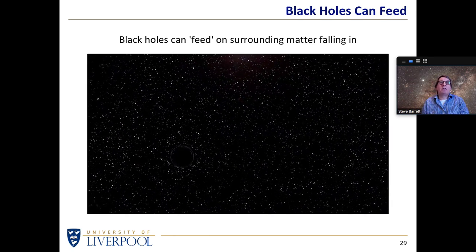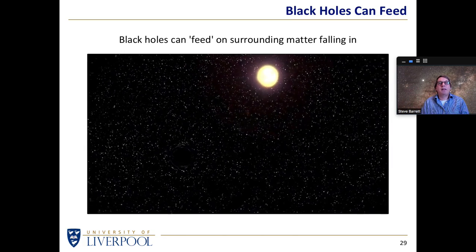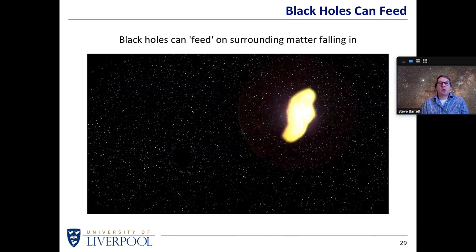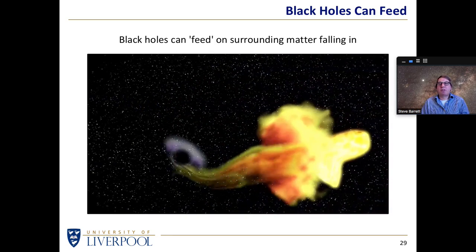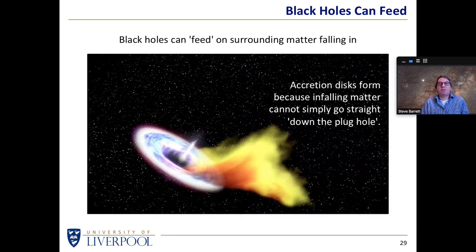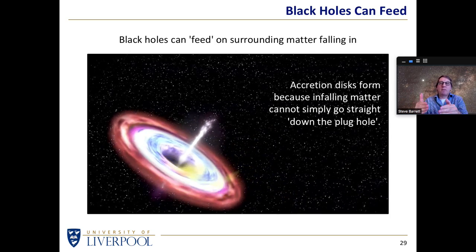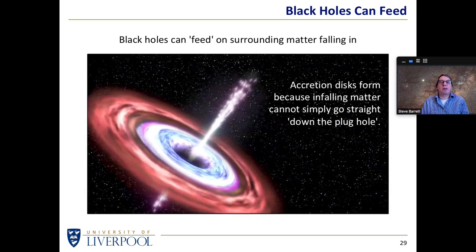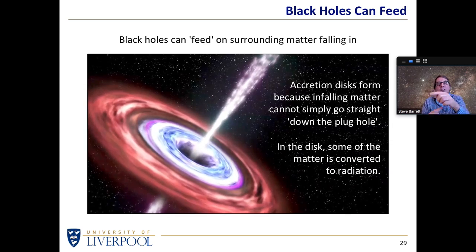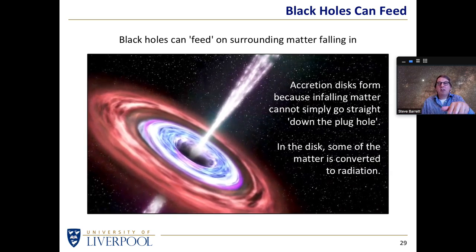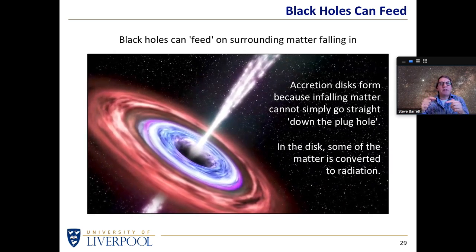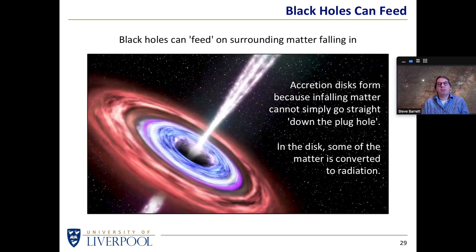Black holes can feed on matter falling into them. If a star gets too close to a black hole, the star might be ripped apart and the matter then tries to fall into the black hole. All of the matter can't go down the plug hole at the same time, so a lot of the matter ends up in a so-called accretion disk spinning around the black hole, waiting its turn to go into the black hole itself. So when we talk about black holes feeding, we're talking about matter that is falling into the black hole, which is not instantaneous. It can take quite a while.